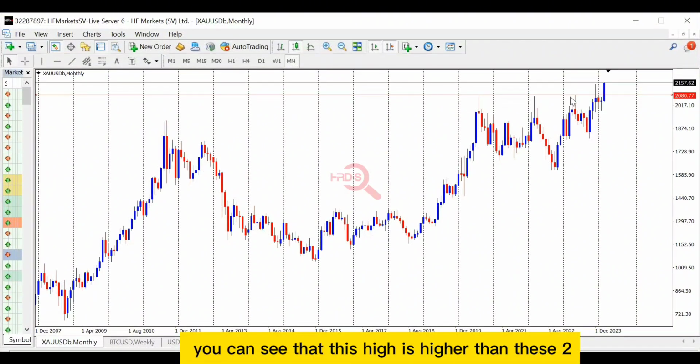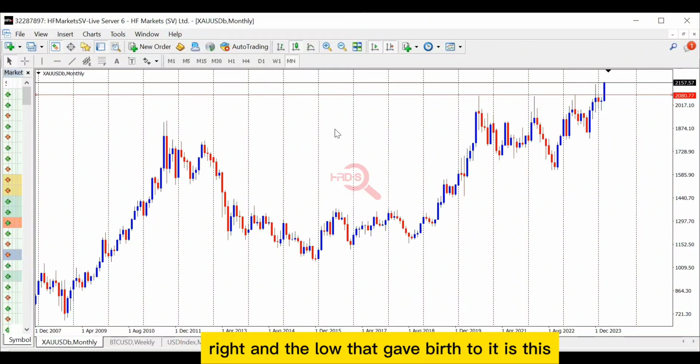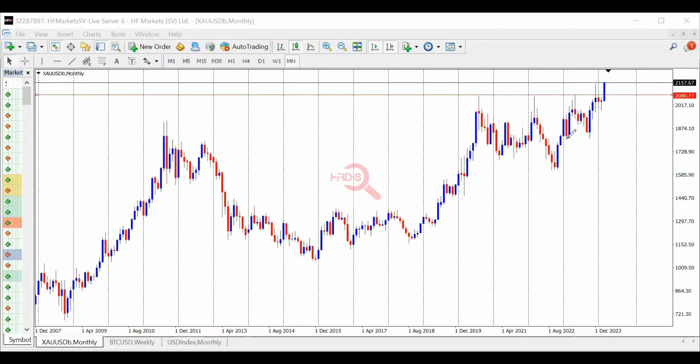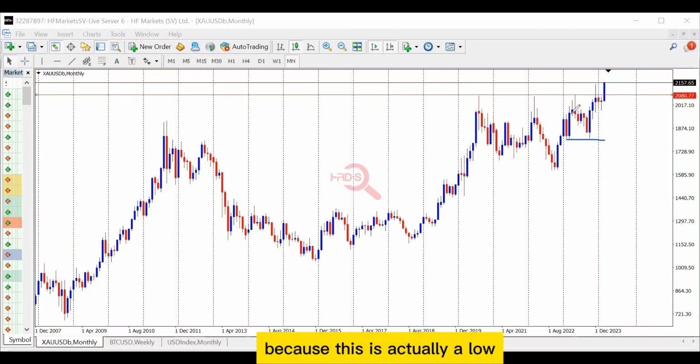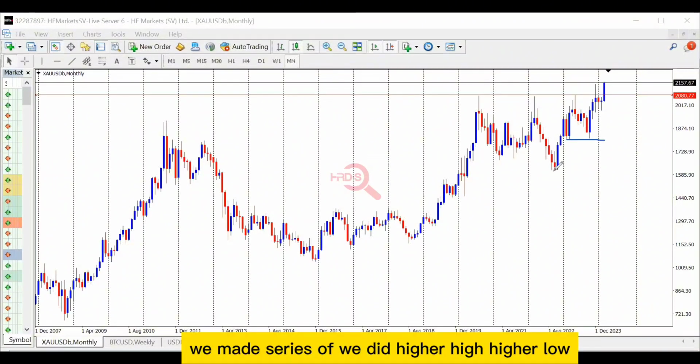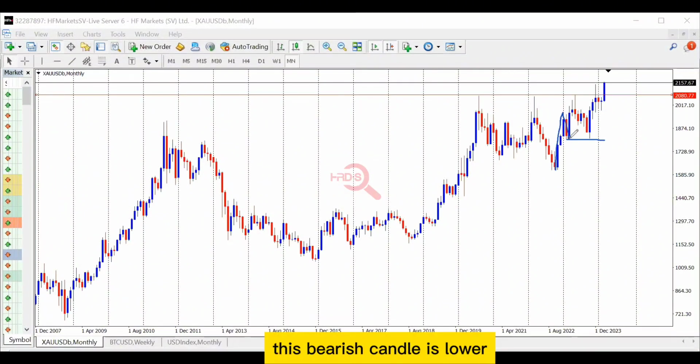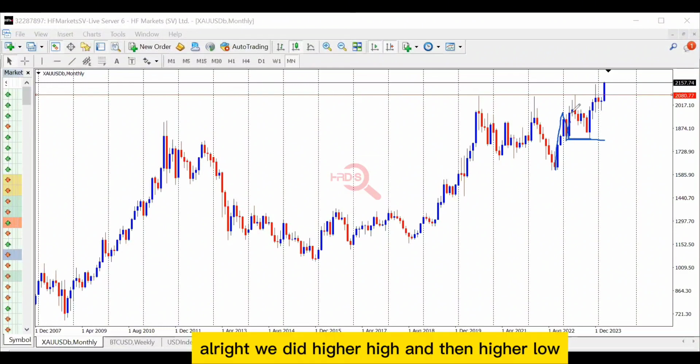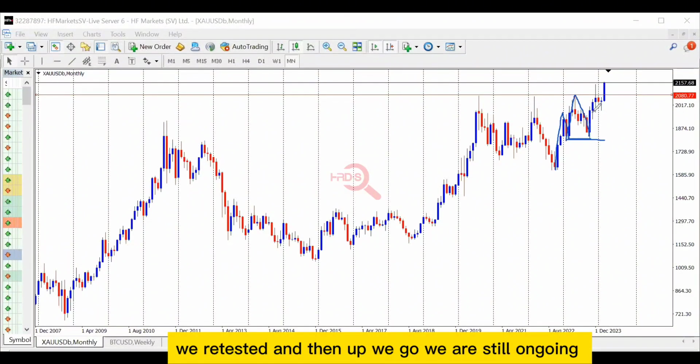You can see that this high is higher than these two, right? And the low that gave birth to it is this. Okay, because this is actually a low. We made a series of higher highs, higher lows. This bearish candle is lower, all right? We did higher high and then higher low, we retested and then up we go, we are still ongoing.